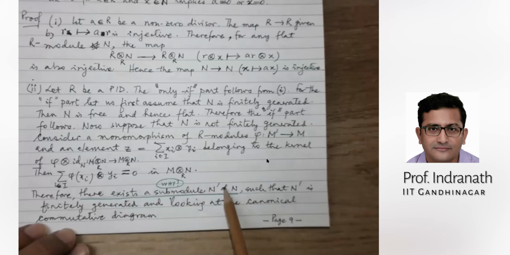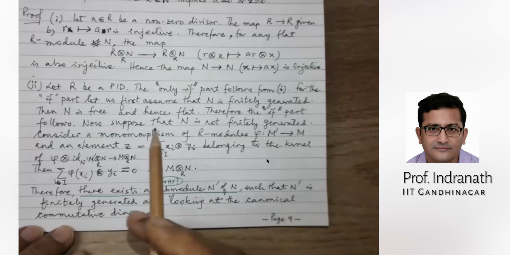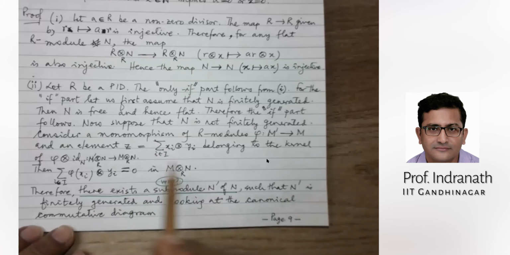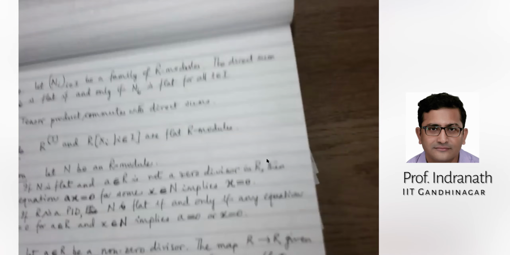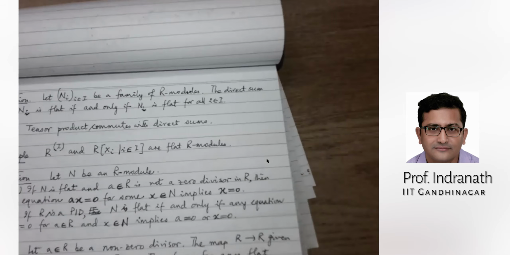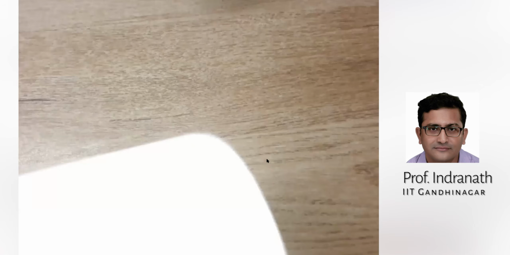Now look at this statement. I've also colored it with green, that therefore there exists a submodule N' of N such that N' is finitely generated, and looking at the canonical commutative diagram, whatever it is, I'm coming to that. But please remember this question, okay? What ensures the existence of this finitely generated submodule? Although I will answer it eventually. So this is the canonical diagram. So let me again keep that page alive.